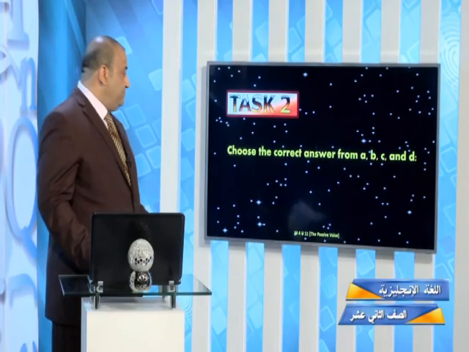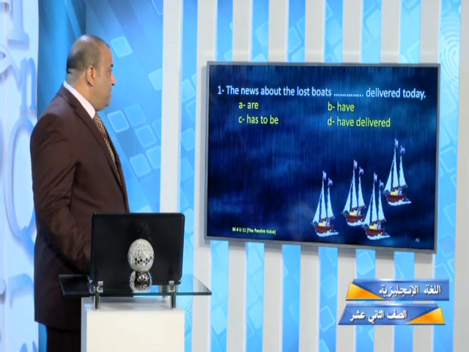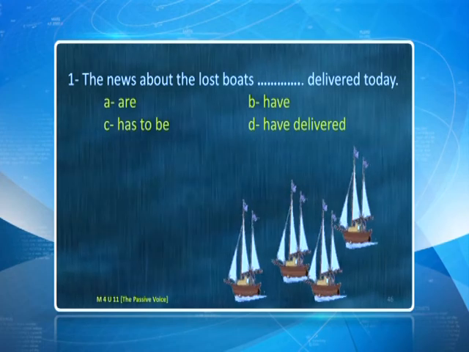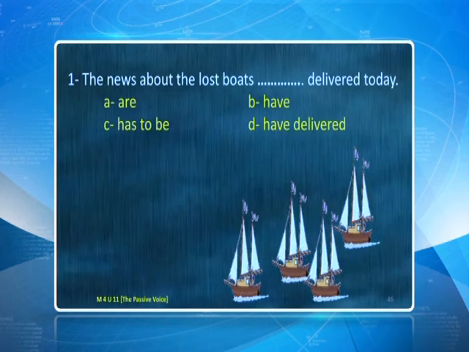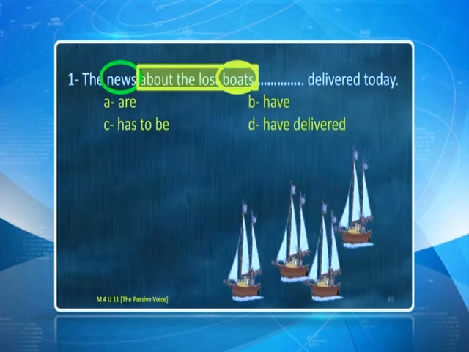Let's move to task 2. Choose the correct answer from A, B, C, and D. The sentence says, as you can read here, the news about the lost boats delivered today. We have 4 options here. Are, have, has to be, have delivered. You have to choose one among them. In order to choose one, you have to decide on the subject of the verb. Before the blank here, we have 2 nouns. The subject can be news or can be boats. In this case, boats is in a prepositional phrase, so we don't need it.